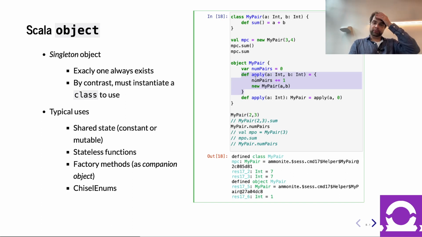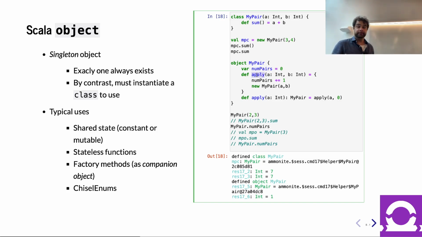So let's talk about how this is happening, right? The word apply for a function name is actually reserved within Scala. And so apply means basically take whatever's here and apply it to the name of the object, right? So myPair with parens is going to call the apply method that matches the type signature of the arguments. In this case, all we're doing is we're going to increment the number of pairs. But then we have this factory method actually create the instance for us.